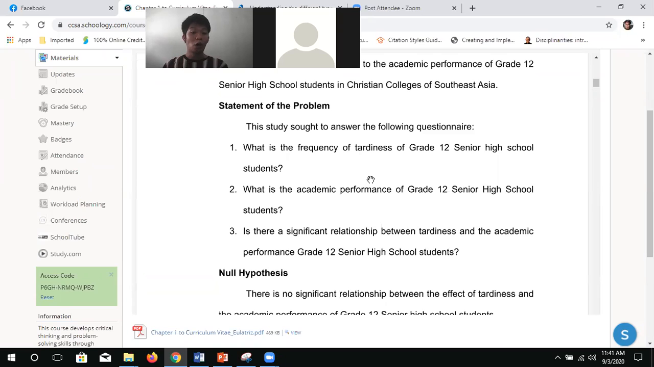But in order to obtain an answer to that question, first, you need to identify or determine the frequency of tardiness and the academic performance of the students. That's why before you come up with SOP number 3, which is "is there a significant relationship?" So this is the proper method when it comes to conducting this specific research.